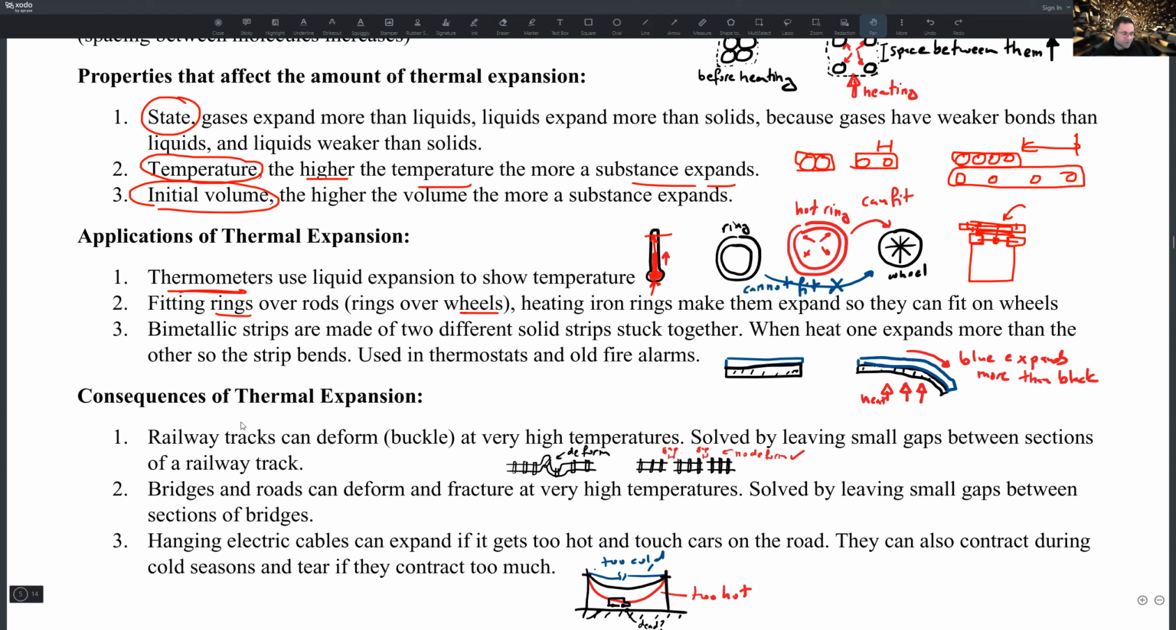Bimetallic strips. Why does water expand when it comes to ice? هنتكلم على دي في الآخر خالص. Bimetallic strips. What are bimetallic strips? These are strips of metal that are stuck together, two metals. It could be مثلا copper and iron. Could be any two different metals.